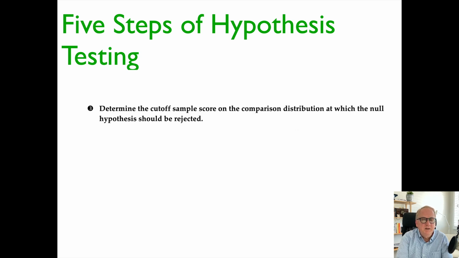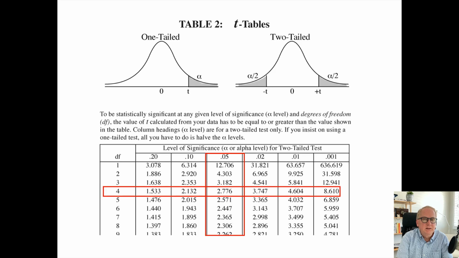Step 3 is to determine the cutoff sample score on the comparison distribution at which the null hypothesis should be rejected. So this is where you would look, if you're doing this by hand, to a table like our table 2 here that I've made available up on Blackboard of T values. And if I pick that middle column there where I have a two-tailed test of 0.05, and I go down that column until I get to degrees of freedom of 4, because remember that's what my degrees of freedom are in this problem, 6 minus 2, 4, I can see that the cutoff is 2.776.